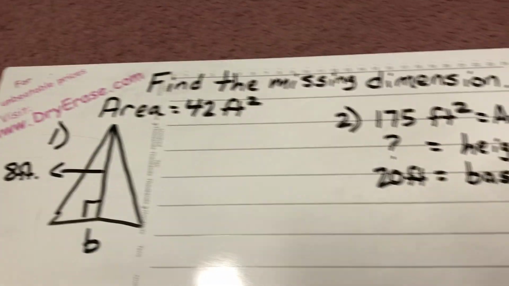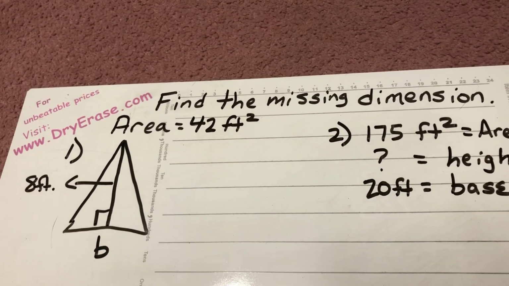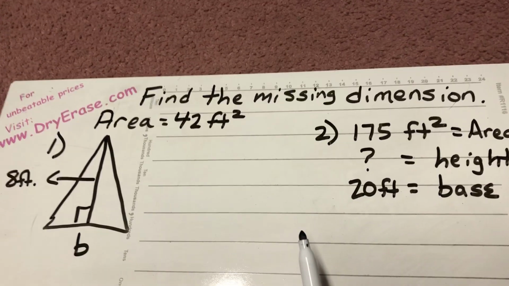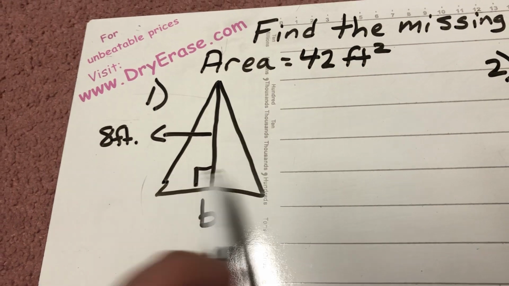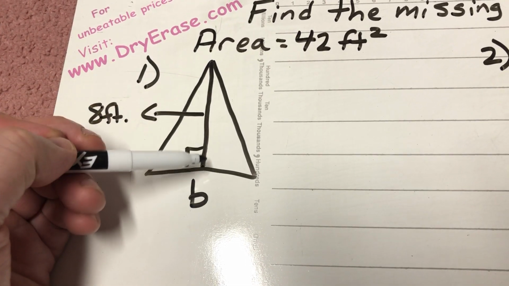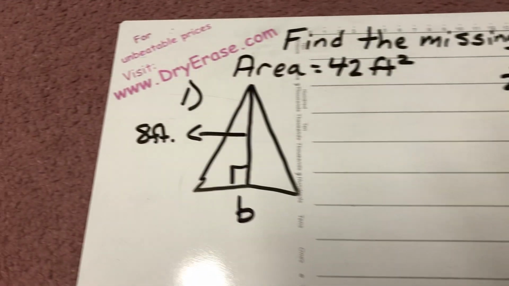All right, now, same formula, area equals base times height divided by 2, to apply to something just a little bit different here. Find the missing dimension. So this is something a little bit different in the sense that you're going to be given the area of the triangle already, and you're either going to know the height and have to figure out the base, or in this one you know the base and you're going to have to figure out the height.